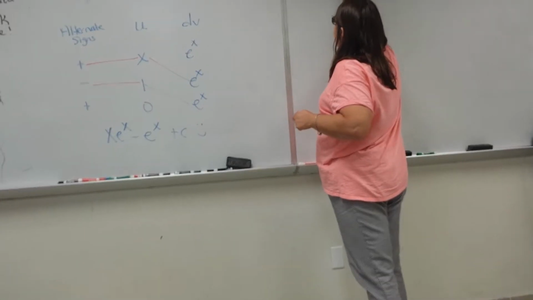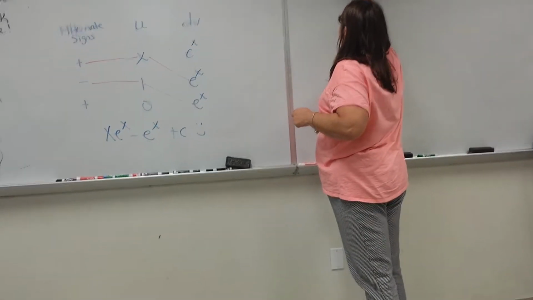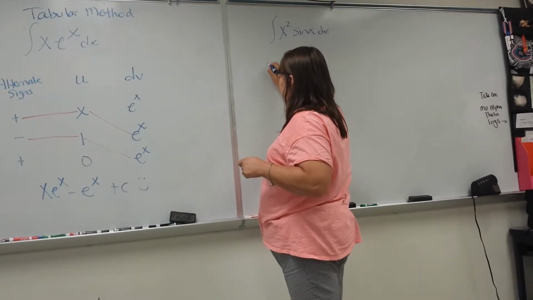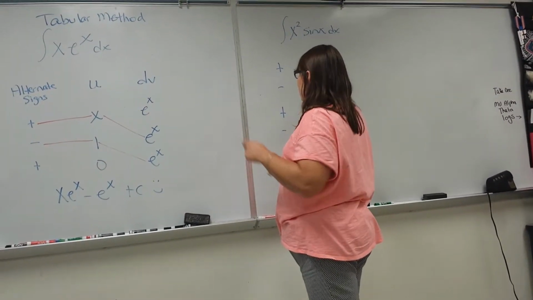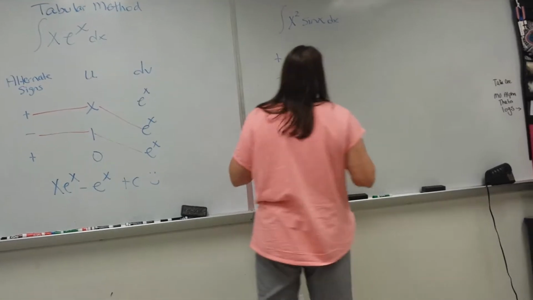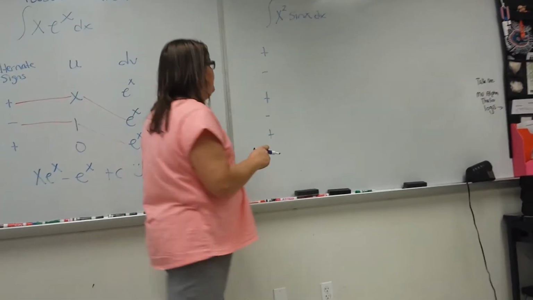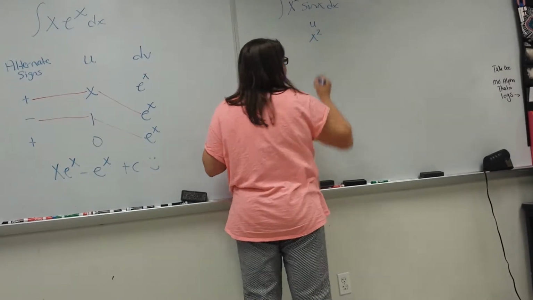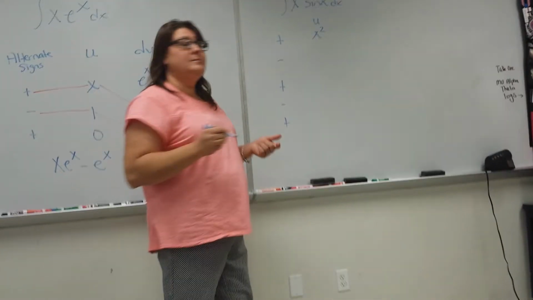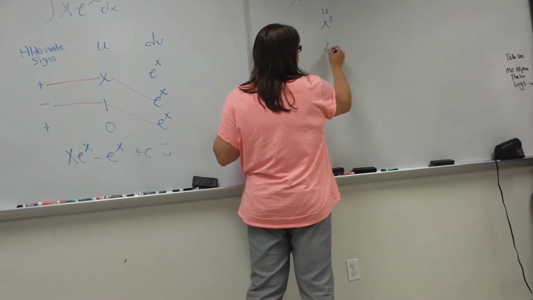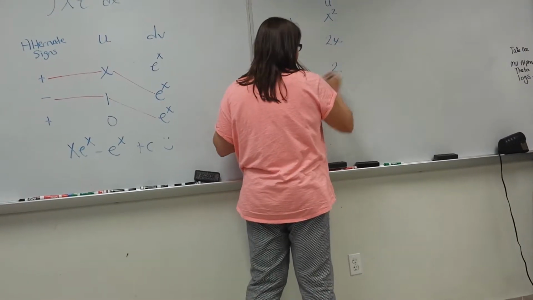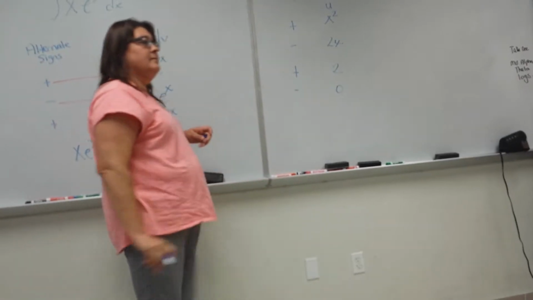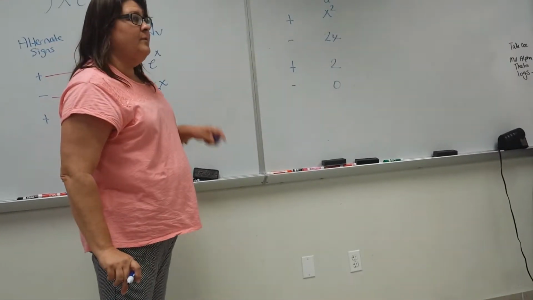Problem: x squared sine x. It seems so simple. Okay, so alternate signs. I don't know how many I'll go, so I'll just do a few, right? What's my u? X squared. Good. I'm going to derive it until I hit 0. So what do I get? You have 2x. And then I have 2. And then you have 0. I'm going to get rid of that last positive that I stuck there. Okay, are we good so far?